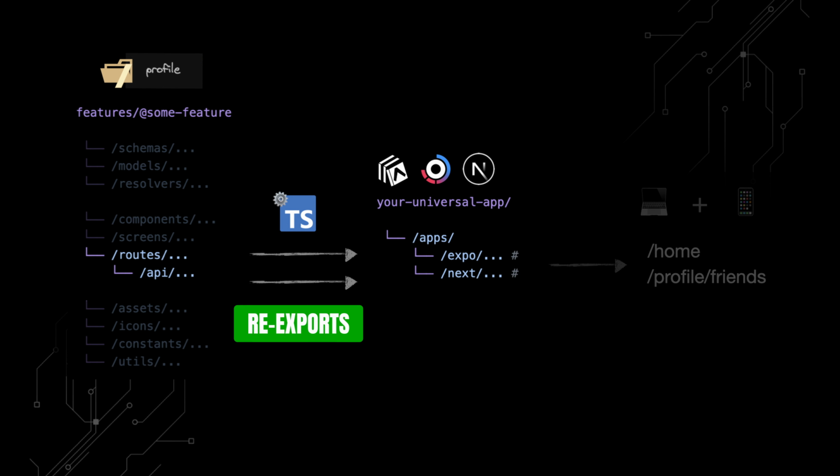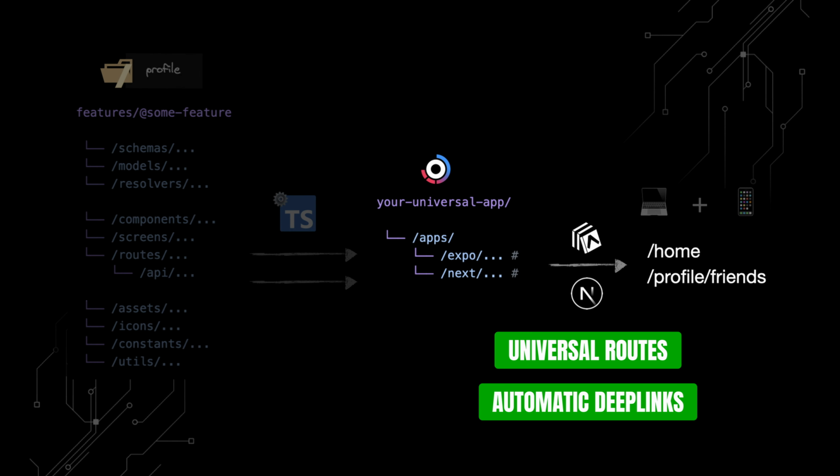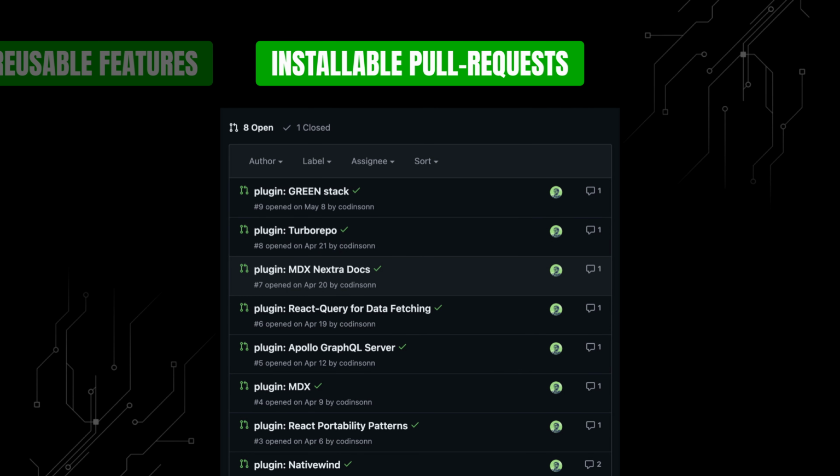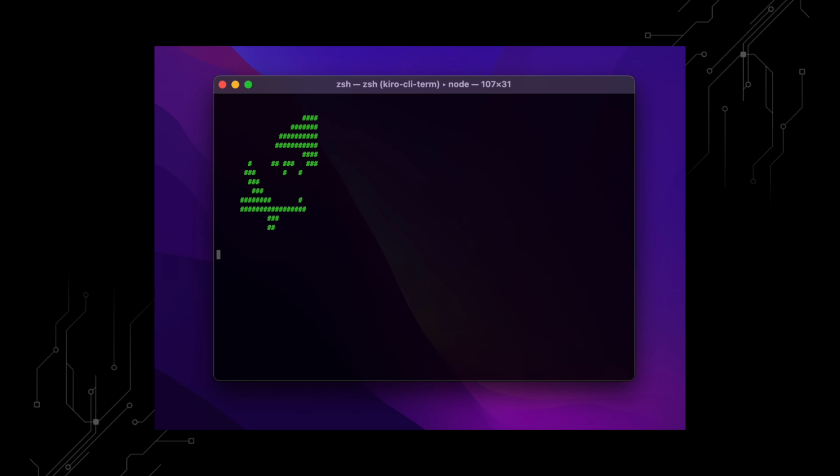FullProduct.dev's handy scripts and automations will ensure all your API and page routes end up in your Expo and Next.js routers, eventually rendering them on both web and mobile through file-based routing, taking your code beyond just UI-level reusability. You can even bundle these reusable features into Installable Pull Requests, which is the main way FullProduct.dev lets you pick and choose your own toolkit.